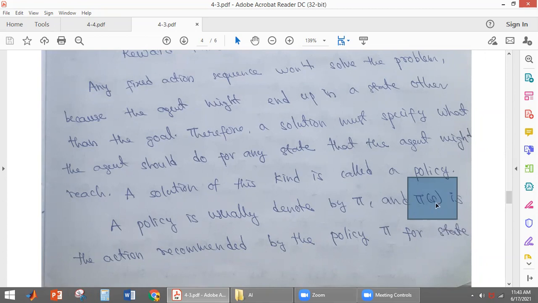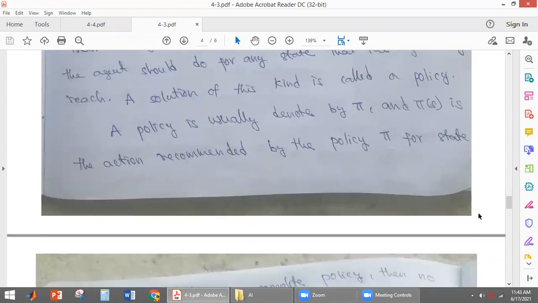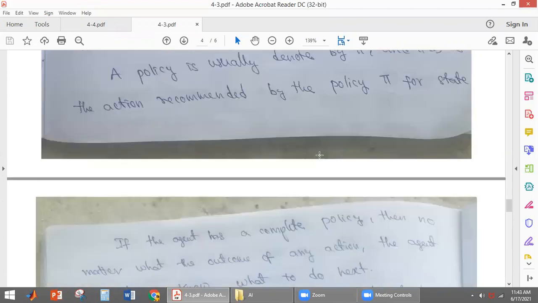Pi of s, as I told you, once the agent reaches a particular state, gives the solution there. What action should be taken? Whether it should move up, right, left, like that. What action the agent has to take in that particular state will be given. So only one action will be specified for that state. That is called policy. Policy recommends what action to be taken at that particular state.